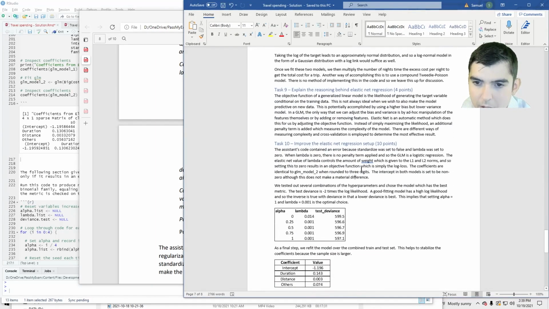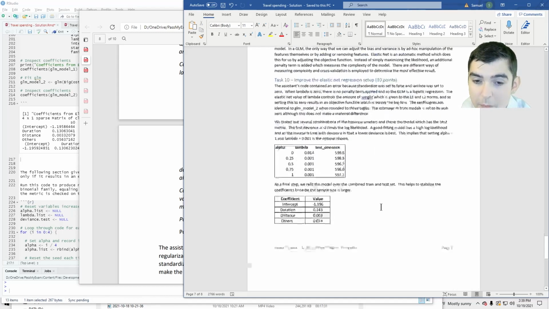And our answer really went into detail about the normalization, and it talked about the intercept term. So we got into the weeds with respect to the code and the statistics. That's not actually necessary unless you wanted to go above and beyond.